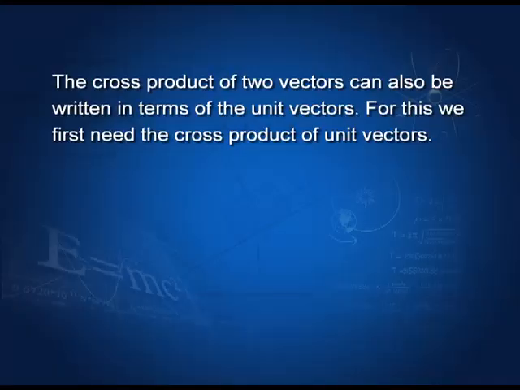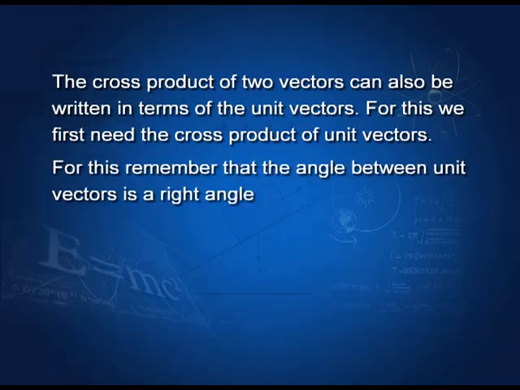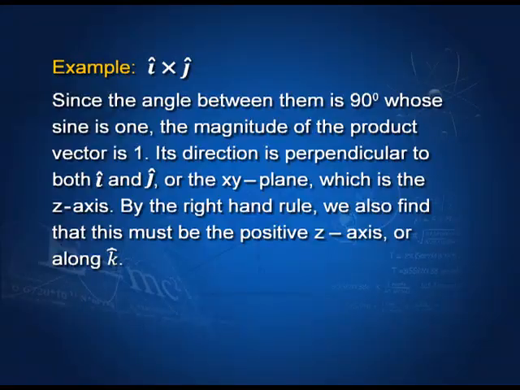The cross product of two vectors can also be written in terms of the unit vectors. For this, we first need the cross product of unit vectors themselves. For this, remember that the angle between unit vectors is right angle, that is, the angle between i cap and j cap is right angle, and the angle between j cap and k cap is also right angle. And if we remember this, then i cap cross j cap you can easily get is equal to k cap. Why? Because the angle between them is 90 degrees, and the product has to be perpendicular to both i and j, and that is the z direction, and the unit vector in the z direction is k cap.